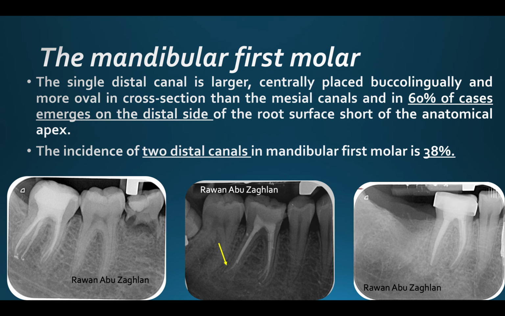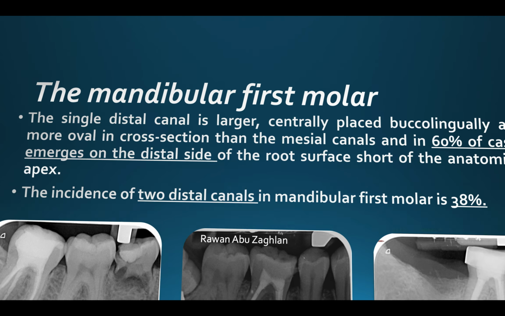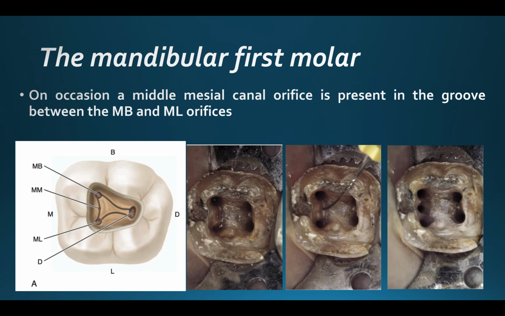Sometimes a third mesial canal can be present between the 2 mesial canals, between the mesiobuccal and the mesiolingual canals. Sometimes we can find a small middle mesial canal. Okay, so we have to look for it.